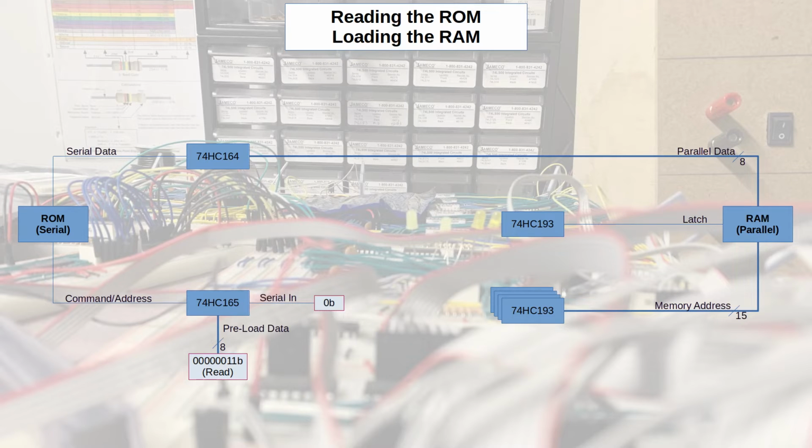Now, once a bit is shifted out of the 74HC165, it makes room for a new bit to be shifted back in. If I shift in a logic low or a binary 0, ultimately I could easily pass the address 0 onto the serial ROM as its starting address, and then it reads in increments from there.